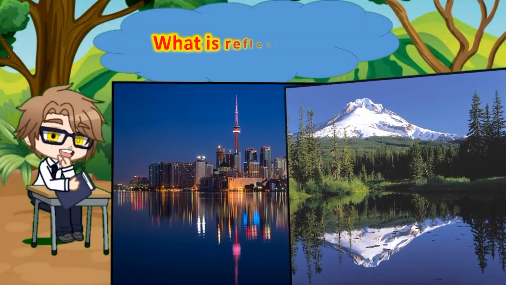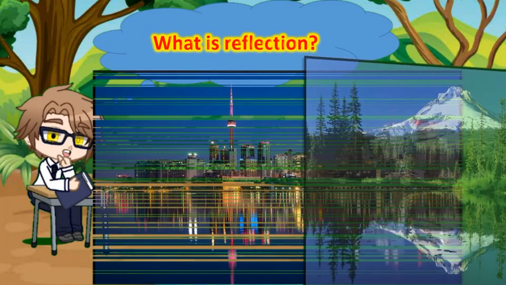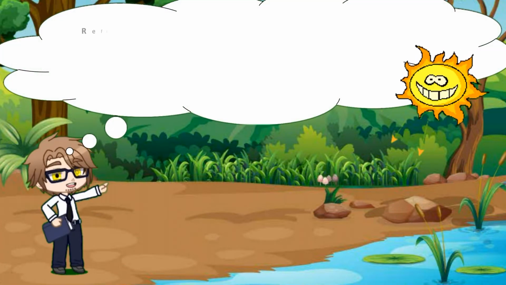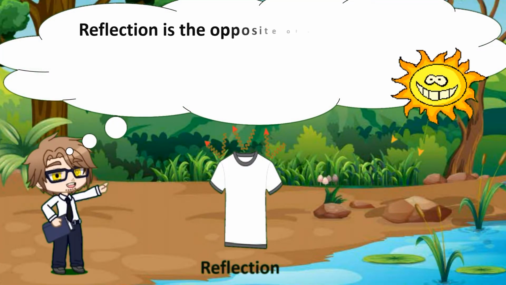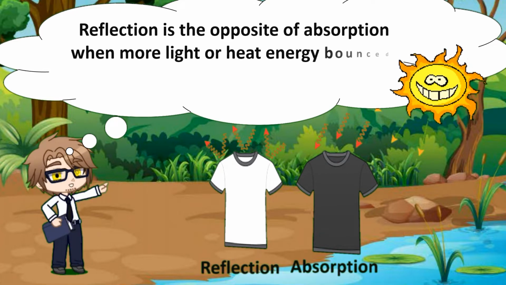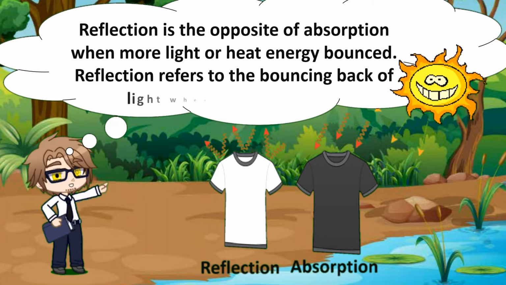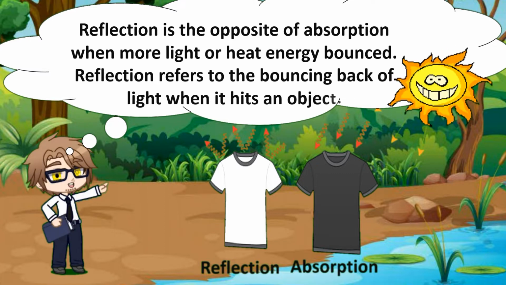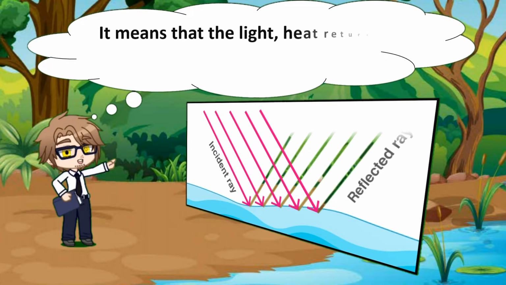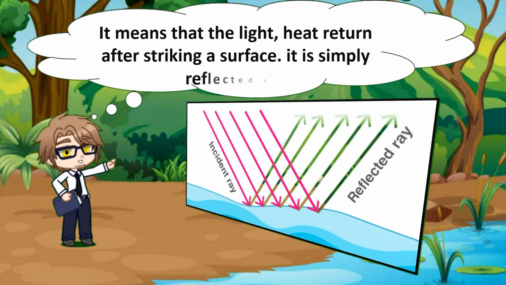What is reflection? Reflection is the opposite of absorption. Reflection refers to the bouncing back of light when it hits an object. It means that the light or heat returns after striking a surface. It is simply reflected off.